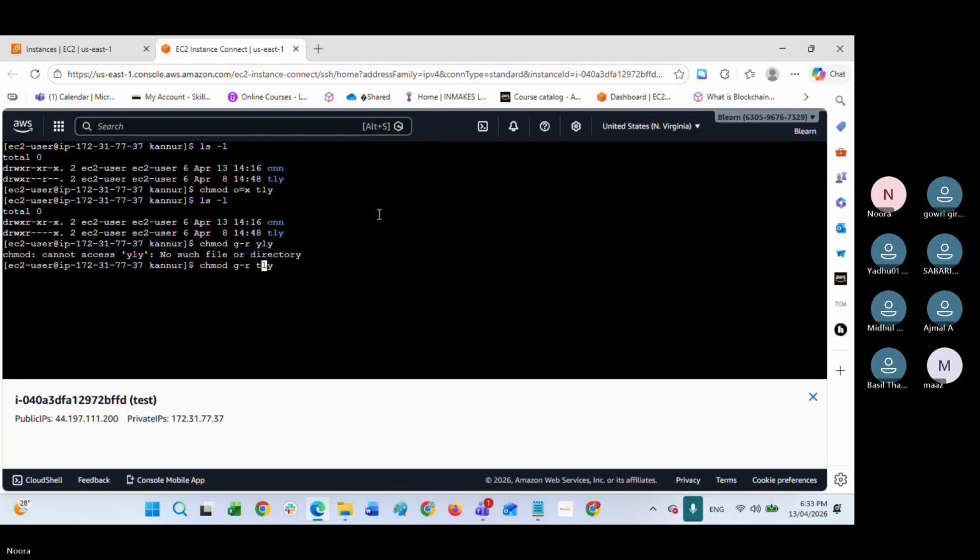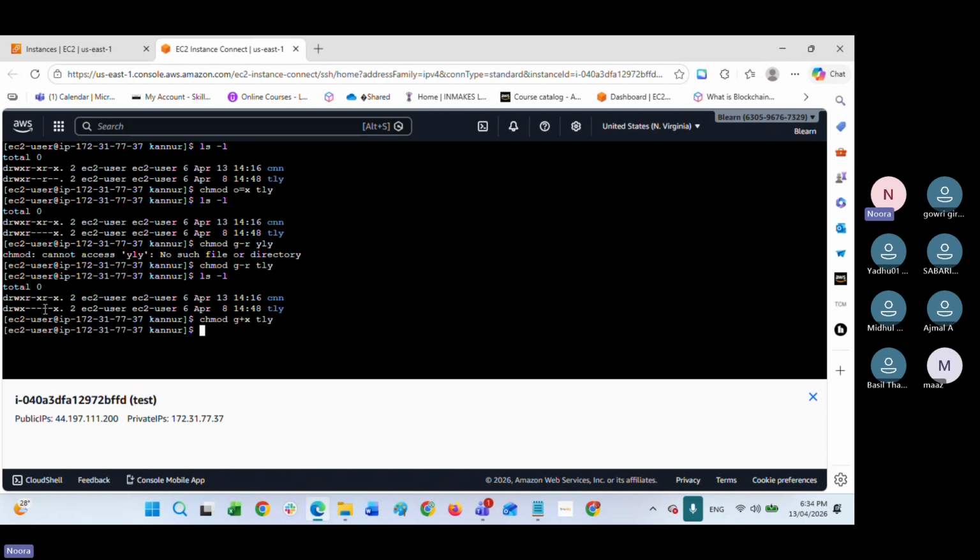Now, the TLY for the group, there is no permission. But I said I want X, right? Now what you will do? Basil. You will add X: G plus X. Yes, G plus X. Correct. That's correct only. Okay, so how many commands you performed? You actually wanted to remove something and you wanted to add something. Correct?